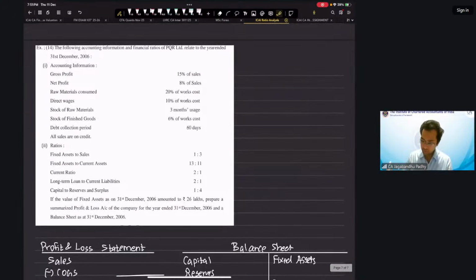Okay, so the following information and financial ratios of PQR relate to the year ended 31st December 2006. You have the GP at 15% of sales. Do we have the number for GP over here? No. All these are percentages and months, but the only thing given as a number is the fixed asset of 26 lakhs.